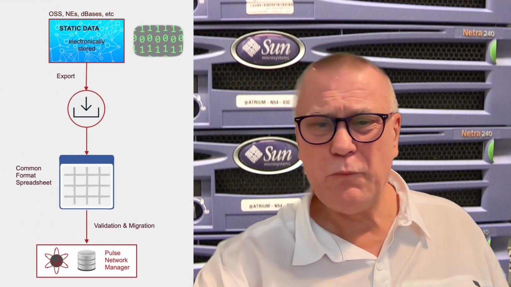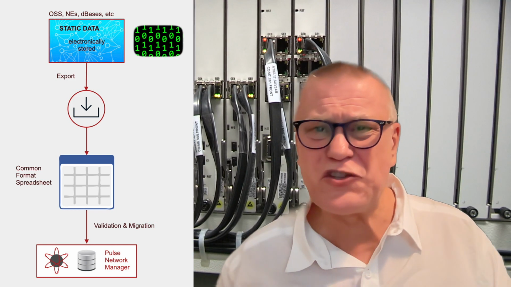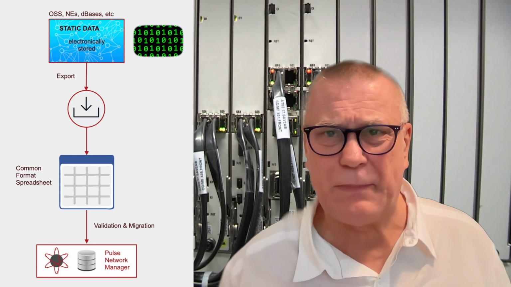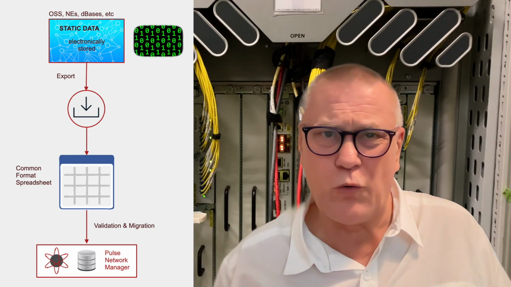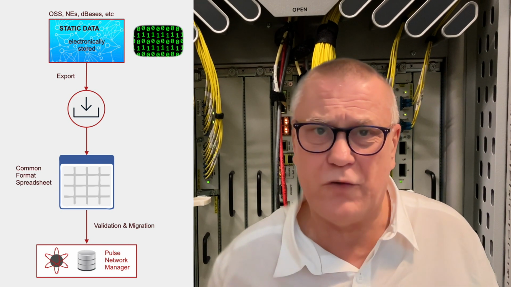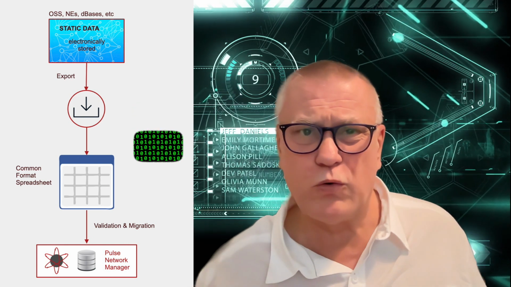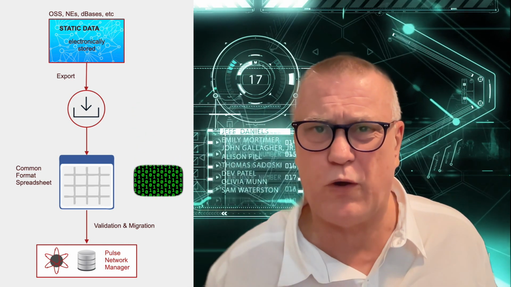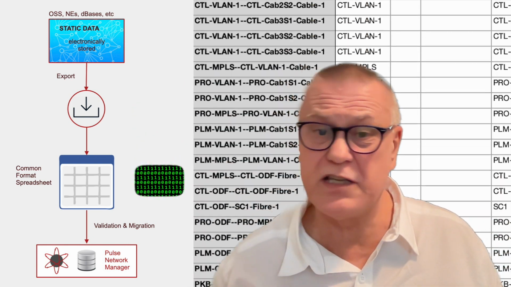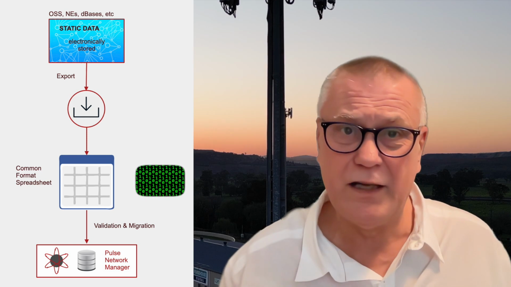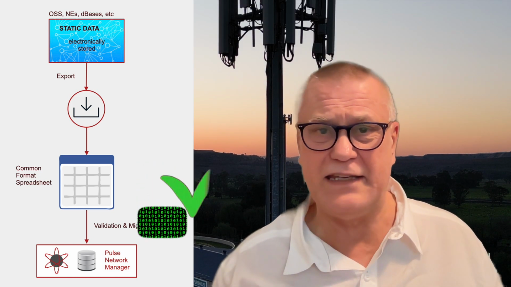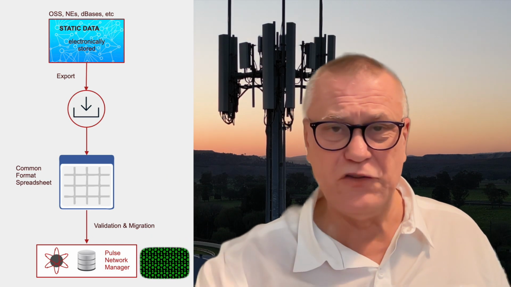Network data might be static data that is stored electronically in a database, an OSS, or a network element, also called a node. This data can be exported into a format that can be imported by an IMS like the Pulse Network Manager. A spreadsheet is a perfect example of this. From here, it can be validated and then imported into P&M.